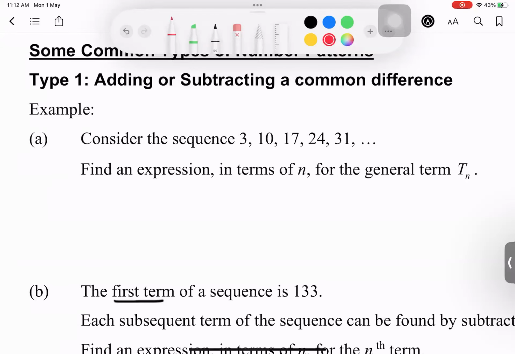Let's say, for example, over here, this is plus 7, plus 7, plus 7, plus 7. So all of them have the same difference. If I want a formula expression for n, the general term Tn, and this is plus 7, plus 7, plus 7, my formula must have a positive 7n, because my pattern is always adding 7 a number of times.